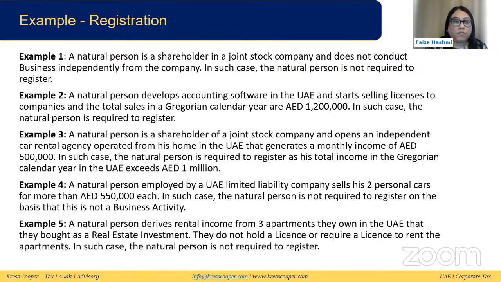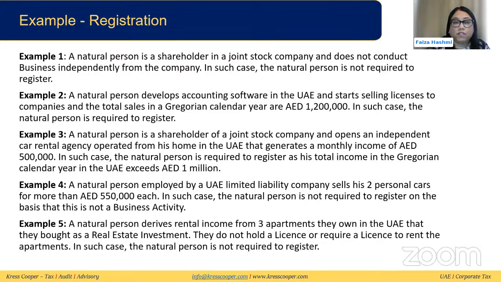So, just a couple of examples for registration. A natural person who's a shareholder in a joint stock company, not conducting any other business independent of this, not earning from any business activity, will not be required to register. A natural person develops accounting software in the UAE and sells the licenses to companies, earning income from this, will be required to register. This is a business activity.